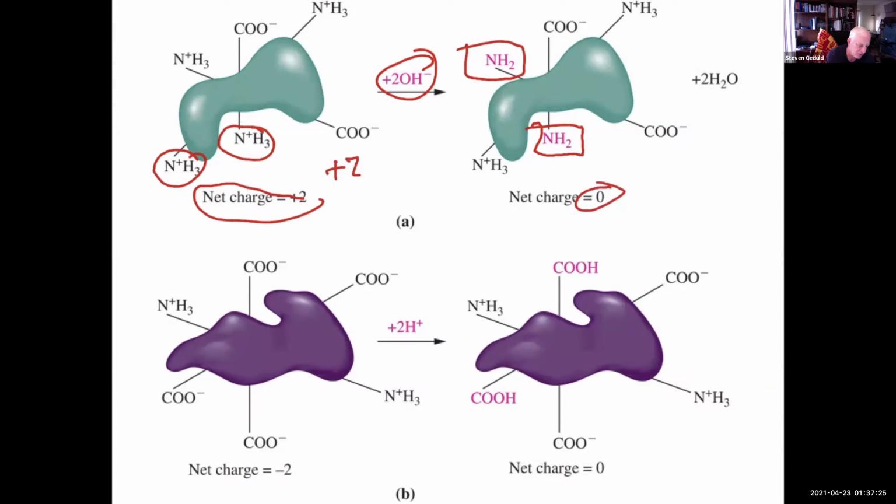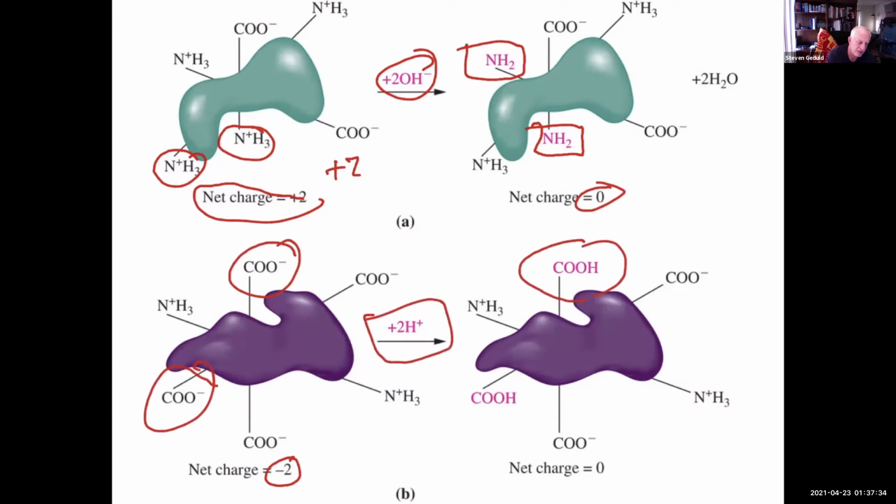Same thing on the other one. If you have a net charge of -2, you have a COO minus here, COO minus here, and then we add 2 H pluses. The H pluses protonate the acid, and then you lose your negative charge here. What that does is take a polar R group and convert it into a nonpolar R group. So if there's a bond in there that was holding it together, it's now going to be broken, and that will denature your protein. That's how pH denatures proteins.